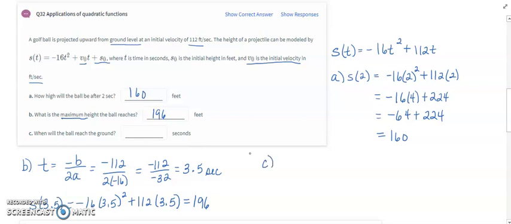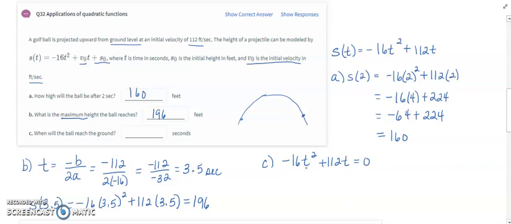Then part C asks us to find when will the ball reach the ground. So think about this. A ball is starting on the ground, it's going to this maximum height, and then it's got to come back down. So we need to find out when is it going to hit the ground again. Well, the ground is a height of 0, so we're going to set the function negative 16t squared plus 112t equal to 0.